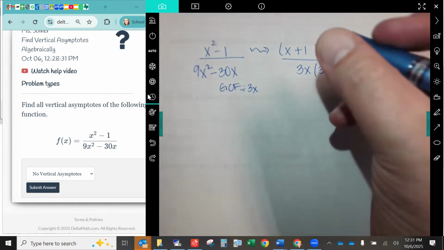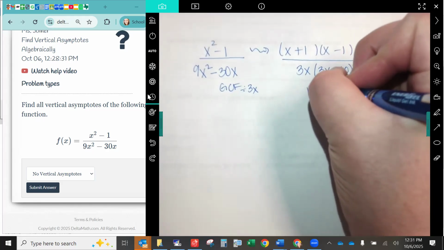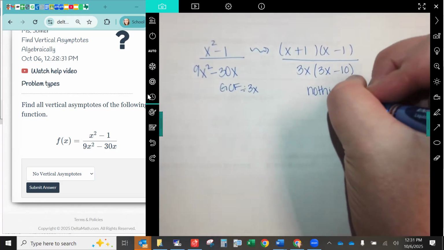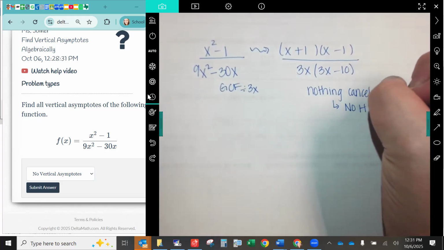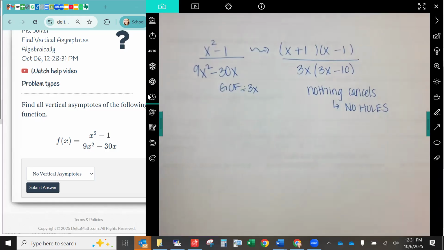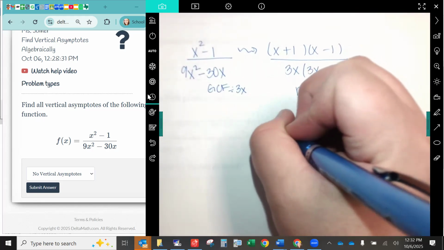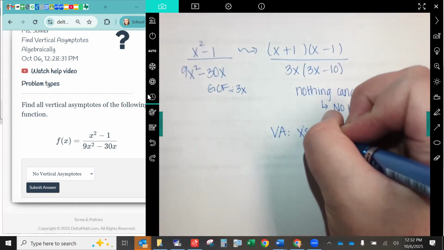Okay. First question, is anything going to cross out? No. So nothing cancels. Then that means that I have no holes. Now, look at the instructions. Is it asking you to find holes for this question? What does it ask us to find? Vertical asymptotes. And where are the vertical asymptotes? Look on your notes. Are they the top x's or the bottom x's? Bottom x's. So your vertical asymptotes are going to be the x's left on the bottom.